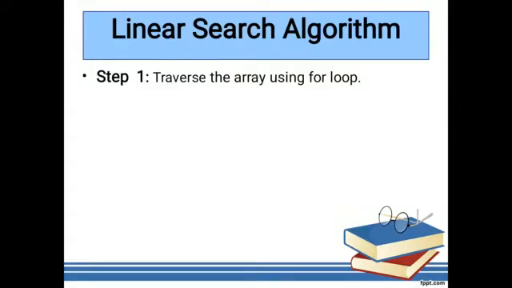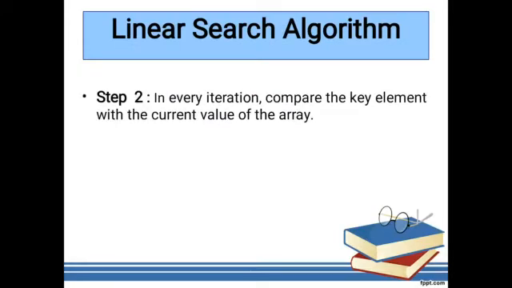So that means the step-by-step procedure of how we will find a particular element. Step 1 is we need to traverse the array using a for loop. In every iteration, compare the key element with the current value of the array. We know an array consists of n number of similar elements, a grouping of homogeneous elements. So each and every current value is compared with the key element.